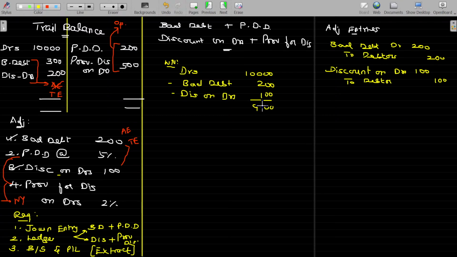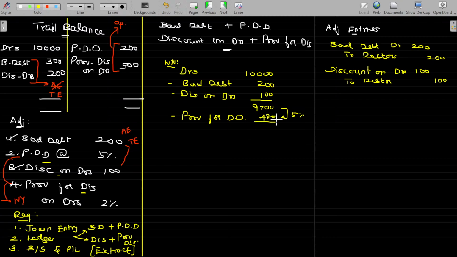So whatever the expected loss in the future, we make a provision for that. That provision comes under provision for doubtful debts as well as provision for discount on debtors. These two will be calculated from here. So minus provision for doubtful debts, PDD in short, which is 5%. On this you have to claim 5%. So the value being how much? 9,700 into 5%, 485.